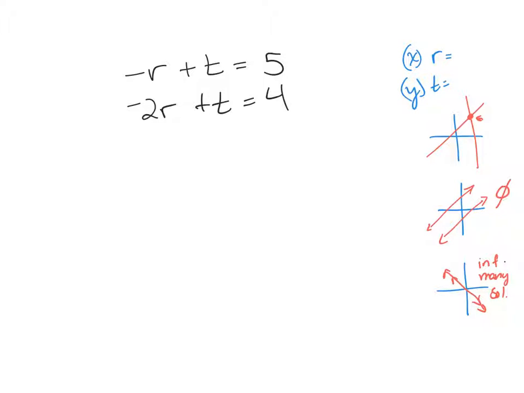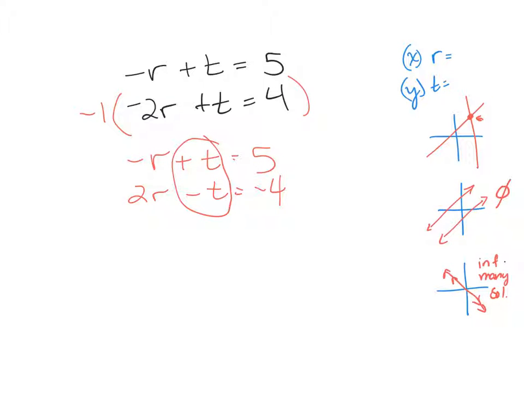You have to look at both letters and find a way to make one equation the opposite of the other for a certain letter. So if we eliminate the T's, and you see they're both plus T's, you see it? If I multiply this one here by a -1, I'll get the first equation like it is, -r plus t equals 5. And the second equation will be 2r minus t equals -4. And now my t's are opposite of each other.